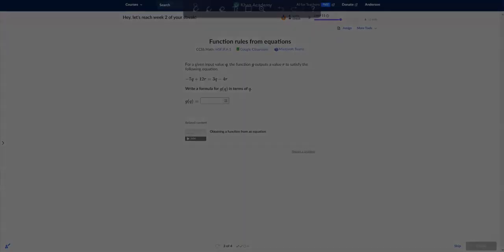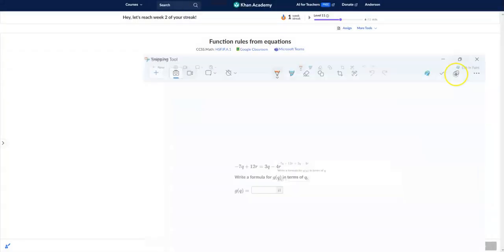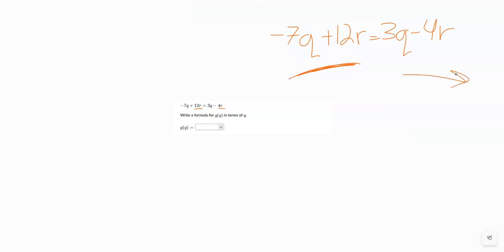Quick. Okay, so in terms of q, we have 2 r's this time. We want the r by itself, and everything else on the other side. Plus 12r equals 3q minus 4r. So once again, we're trying to get the r's on this side and q's on the other side. I'll do one step at a time. I'll move the q over first.